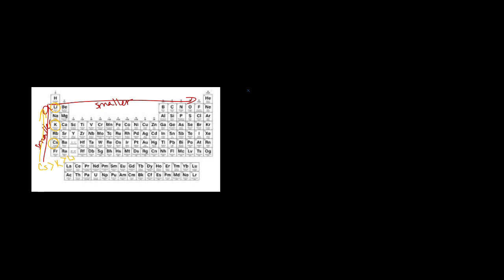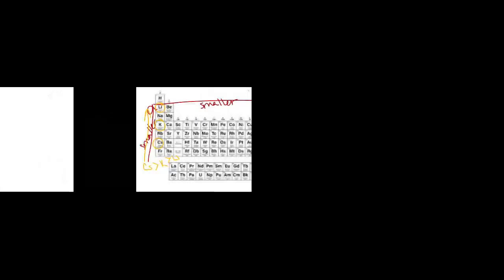And that has to do with the rings. The further down you go, the more rings, the more energy levels you're going to have around that nucleus. The more rings, the bigger the atom's going to be. The next set is lead, tin, and silicon.